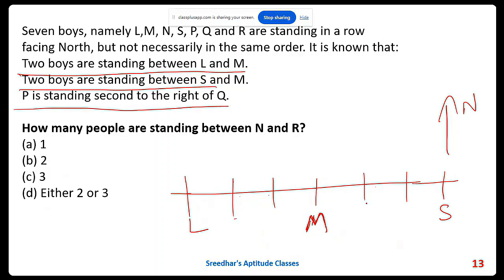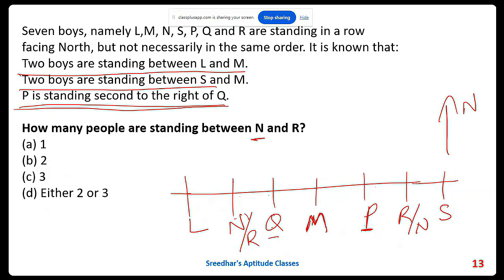Next, P is standing second to the right of Q. In the remaining empty places, if I have to satisfy this statement, then I should take P here, Q here, then only I'll get P standing second to the right of Q. In any other places, this statement does not get satisfied. Now the only two people left out are N and R, and I have no clarity about N and R, so I can take them anywhere in the two places.